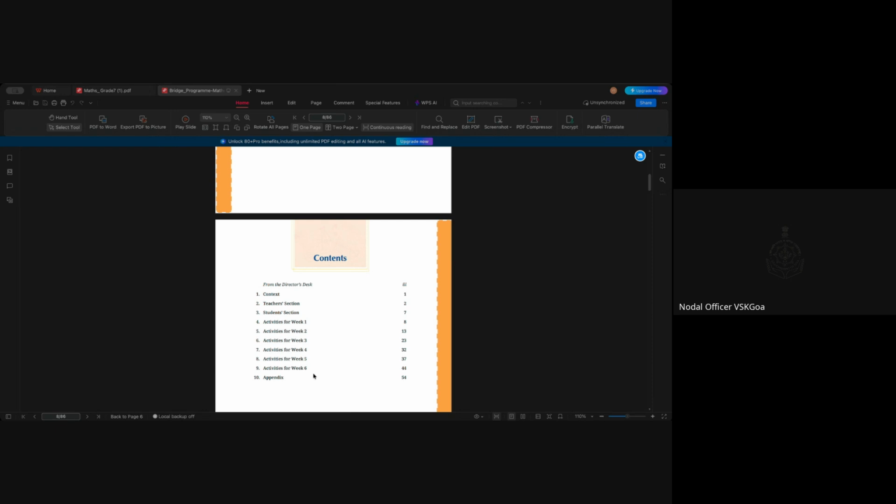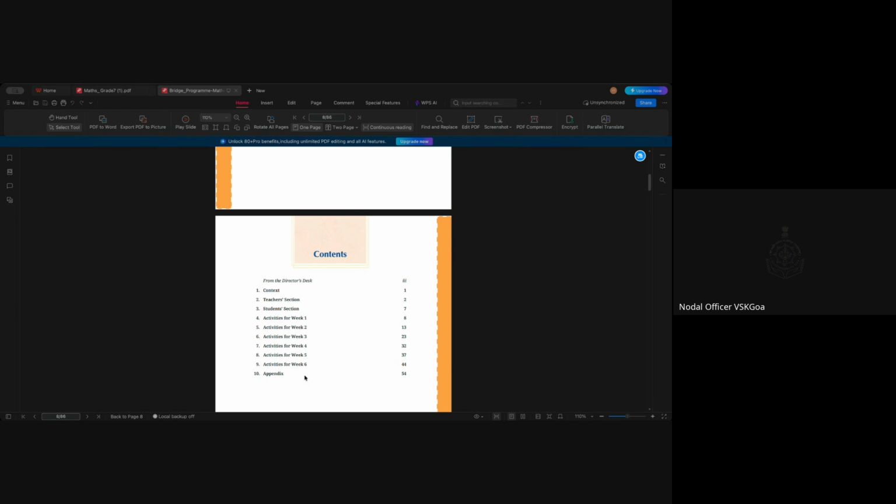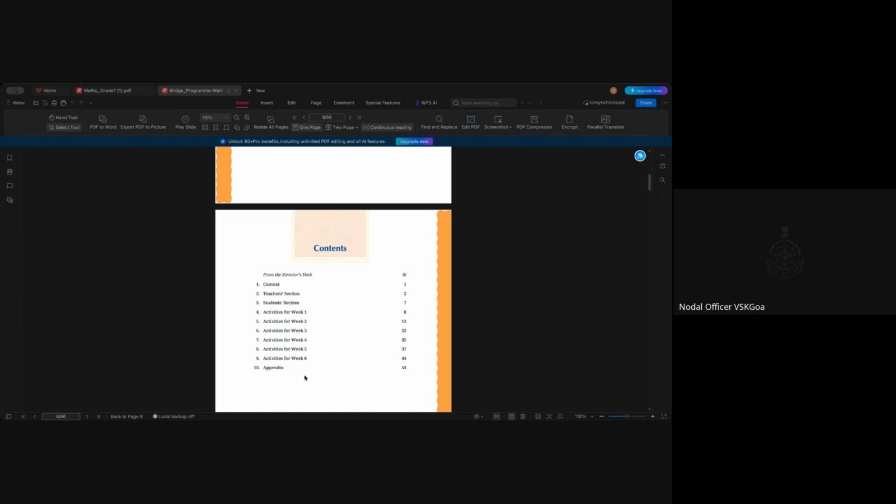And you can see at the end the appendix is mentioned, and in the appendix you can see the curricular goals and the competencies table, which is designed for the middle stage. While conducting any activity, the teacher is supposed to visit that appendix page, map the activity with the curricular goal, and then go ahead with that activity.